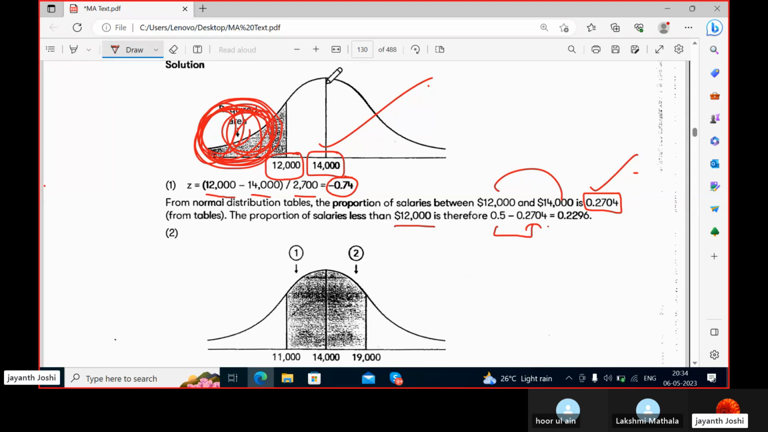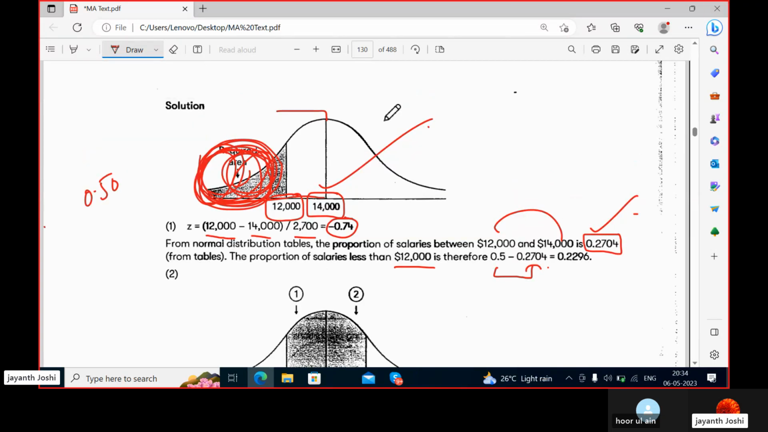See, this entire area from here to here is how much? 0.50, correct? Correct or wrong? This entire area from here to here is how much? 50%, right?